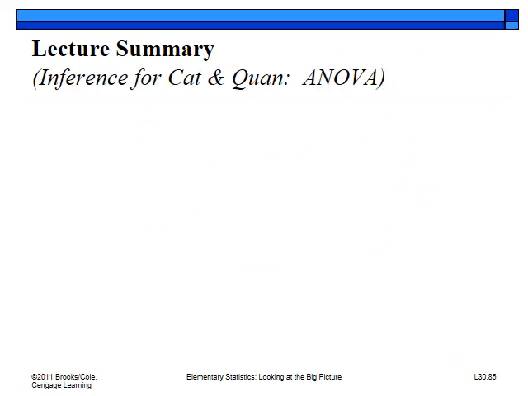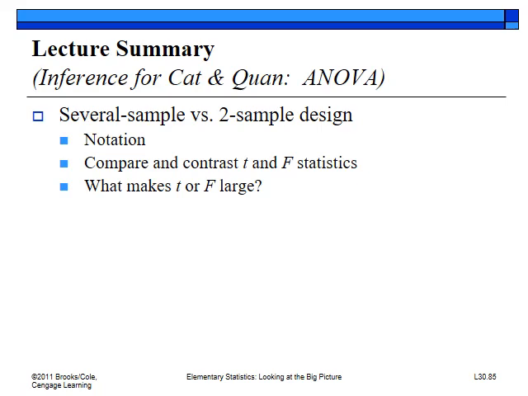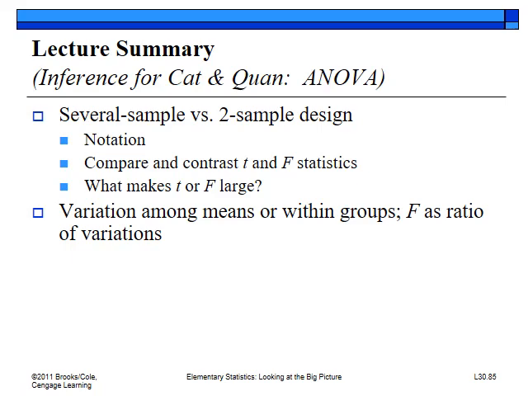So, to sum everything up, in this video we have been looking at analysis of variance, that's inference for categorical and quantitative variables, with categorical explanatory and quantitative response. We looked at the similarities and differences between several sample and two sample designs. We looked at the notation, the statistics, T and F. We looked at the factors in making T or F large, which tended to be the same for both. We looked at variation among means or within groups, and we looked at F as a ratio of those variations. We talked about how large an F has to be considered, quote, large.